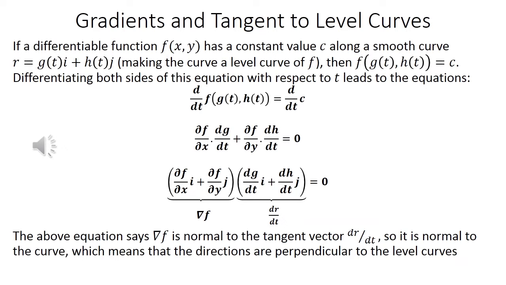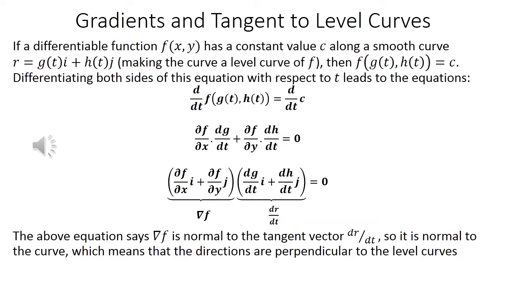Differentiating both sides of this equation with respect to t leads to: the first derivative of f with respect to t equals the first derivative of c with respect to t, which leads to partial f partial x times dg dt plus partial f partial y times dh dt equals 0.